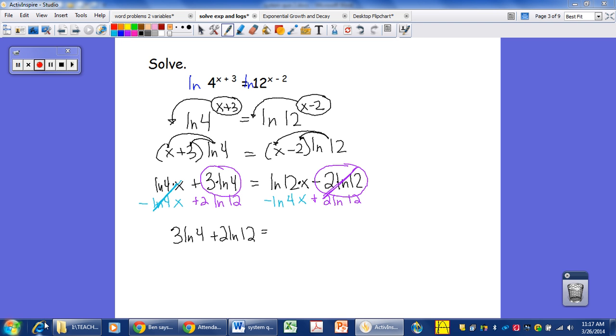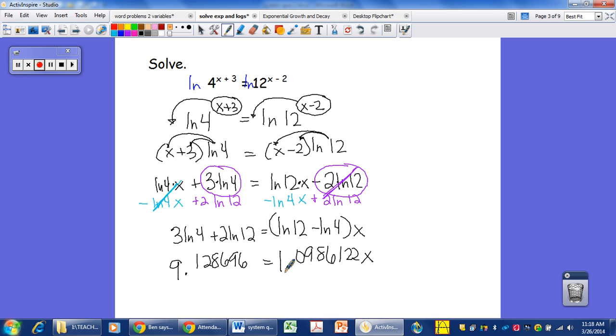Maybe see if I can do this here. Nope. Okay. The 3 natural log 4 plus 2 natural log 12. This is a decimal, 9.128696. And over here, if I do the natural log of 12 minus the natural log of 4, that's how many x's I have. It's not the natural log of 12 minus 4 is natural log of 8, but it's this. So my calculator says that the natural log of 12 minus the natural log of 4 is this decimal, 1.0986122.